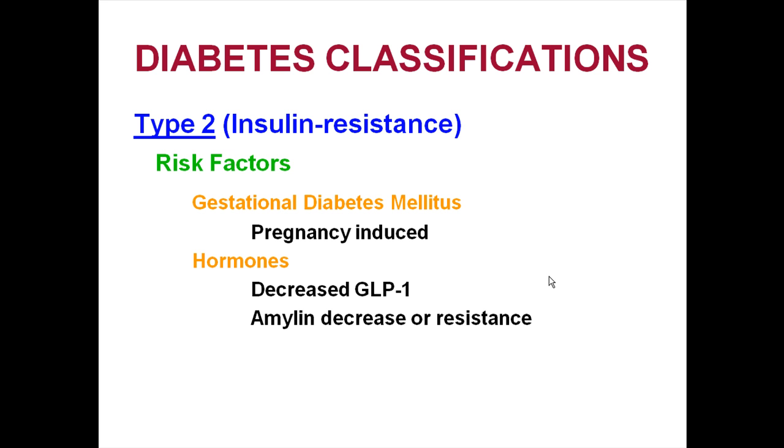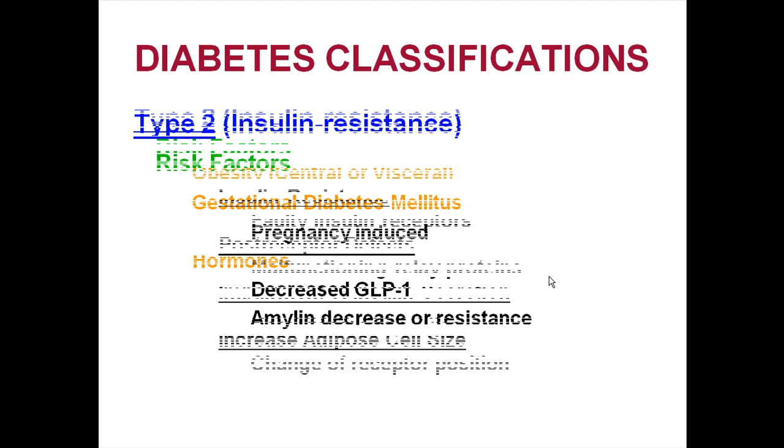Risk factors: gestational diabetes is diabetes you get during pregnancy, and what they found is that women who get gestational diabetes have a very high risk for type 2. So if you have had gestational diabetes, you have to be very careful, because your risk of type 2 is a lot higher than the normal population. Also, decreased GLP-1, decreased amylin, or resistance are hormones that have been shown to be risk factors, as well as the insulin resistance.